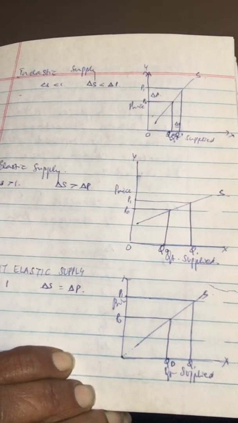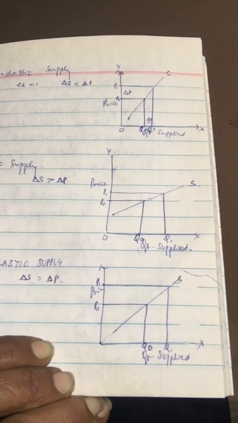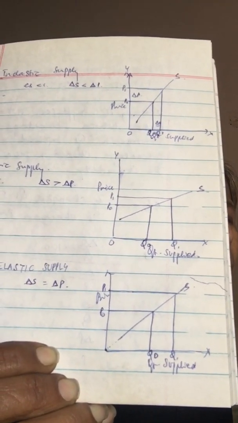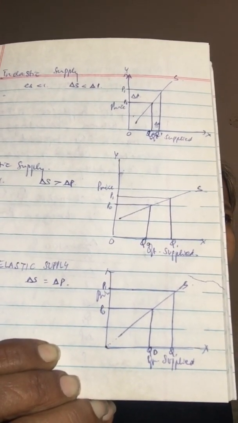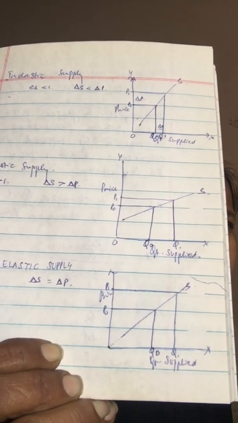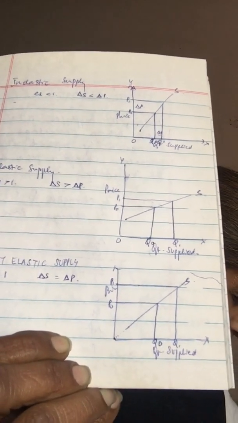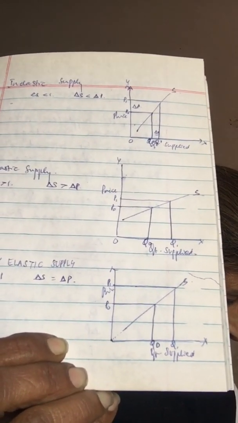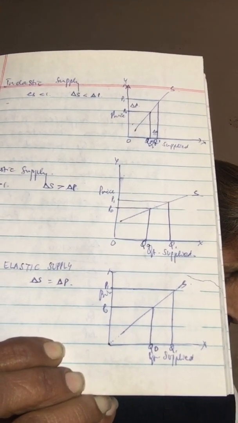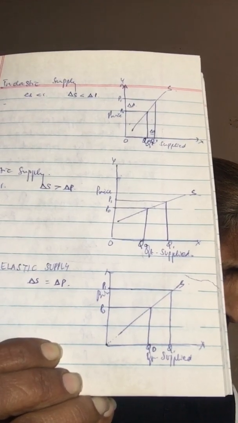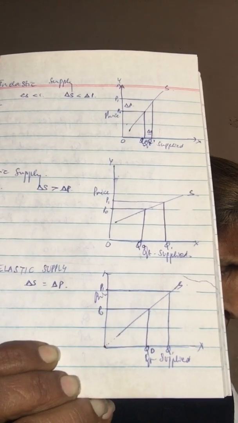And in the last diagram that I've shown, the change in price brings about an equal change in quantity supplied. That means due to a change in the price, the same percentage change is shown in quantity supplied. So that is when the percentage change in quantity supplied is equal to the percentage change in price. The supply of such a commodity is said to be unitary elastic. So in this case, the value of price elasticity of supply is equal to 1.